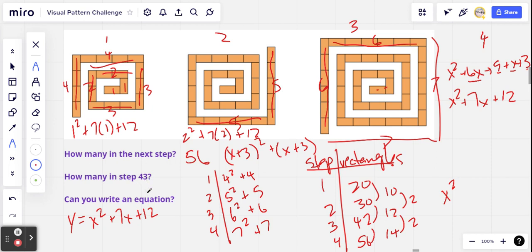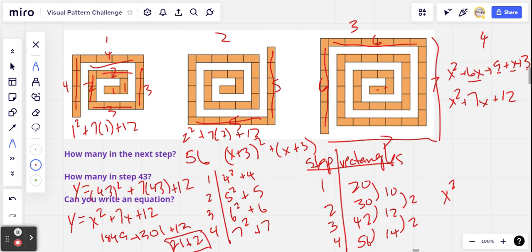And then to find the number in step 43, we're just going to plug 43 in for x. So y equals 43 squared plus 7 times 43 plus 12. And let's see, that's 1849 for the 43 squared. And 7 times 43, that's 280, and 21, that's 301. And plus 12 more. Let's see, is that 2,162, I think? Double check the math on that, but that's what I'm getting: 2,162 rectangles in step 43.